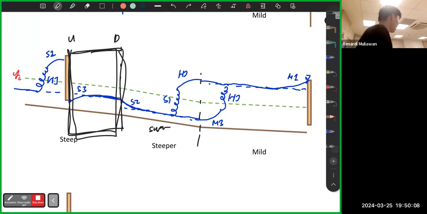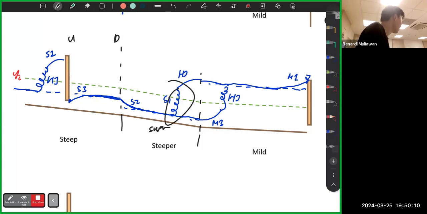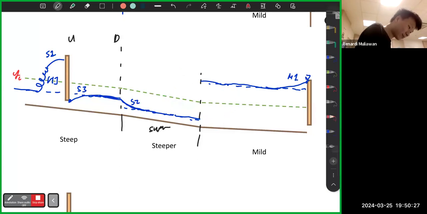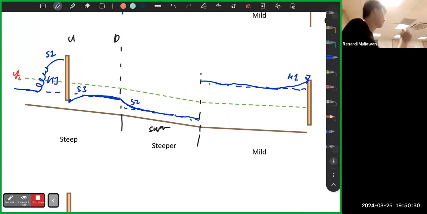Oh, there's a hydraulic jump, is it? Oh, two possibilities. Okay. Good question. The reason why there is a hydraulic jump in the first place is actually because there's a mismatch between control. Actually, that's the reason. Okay, a bit confusing.